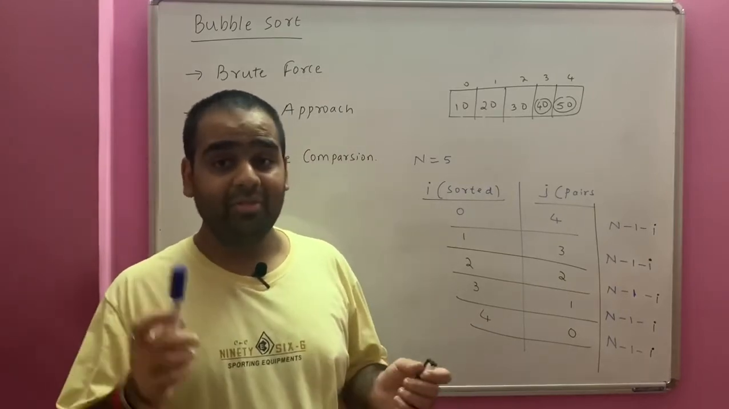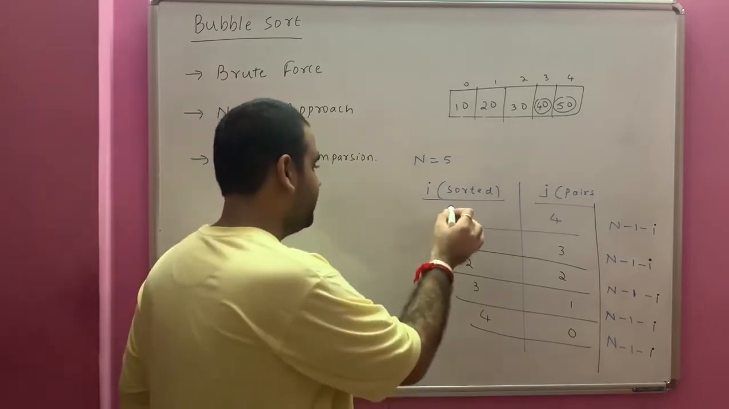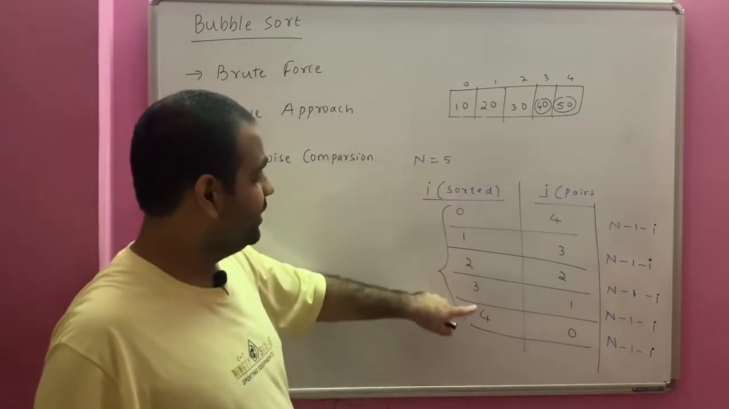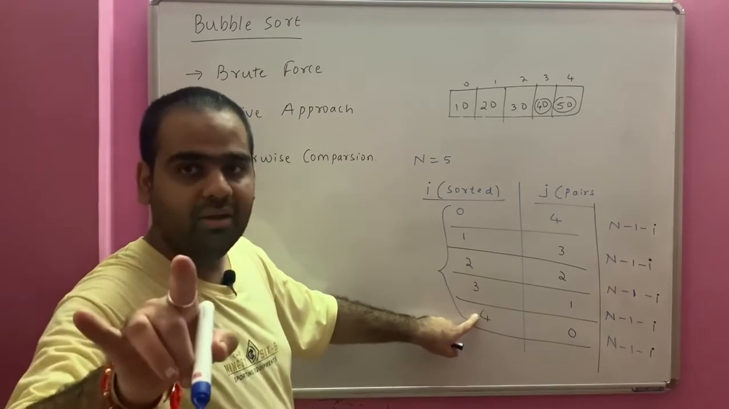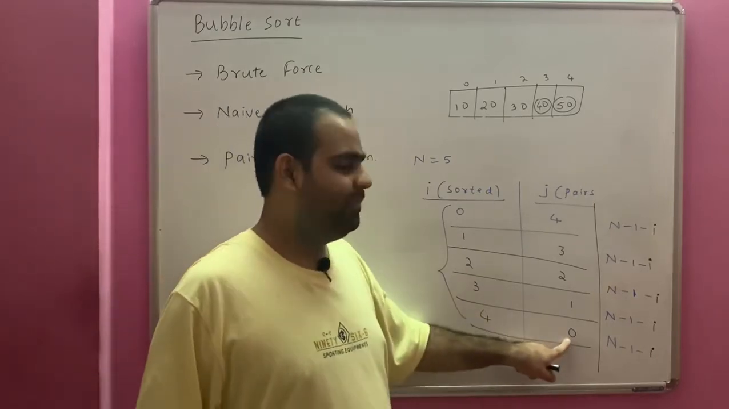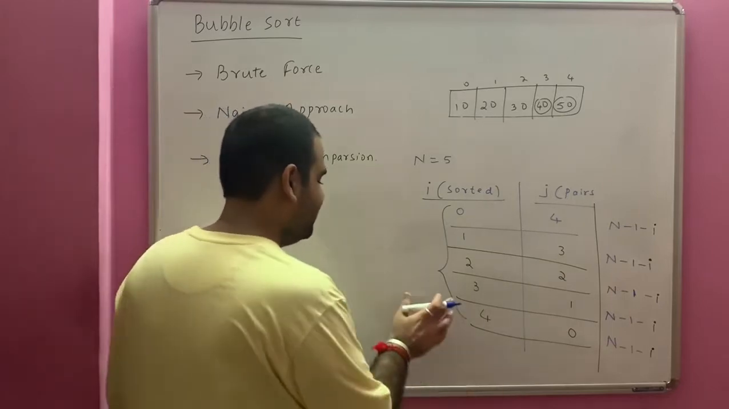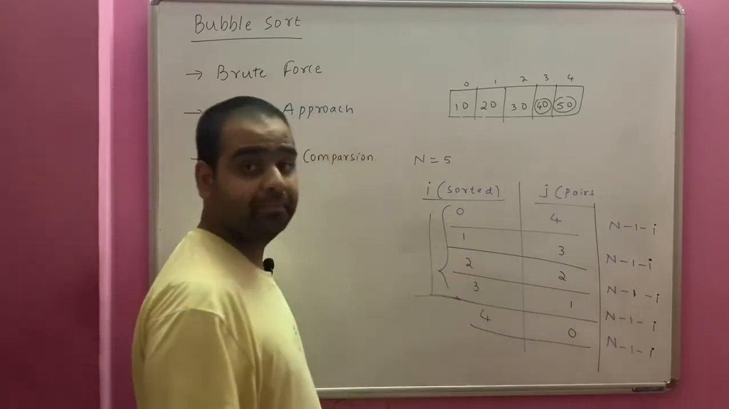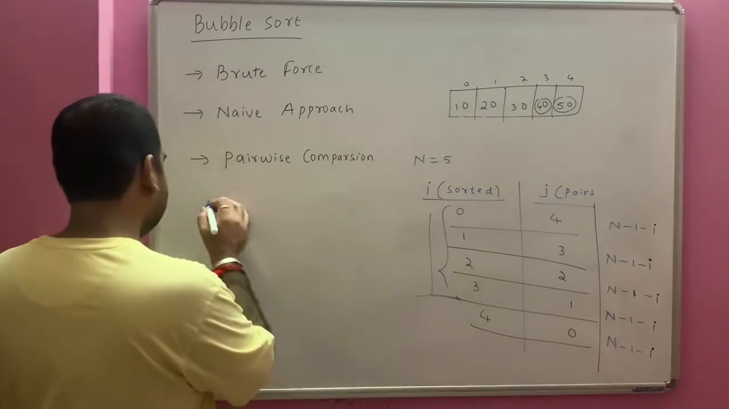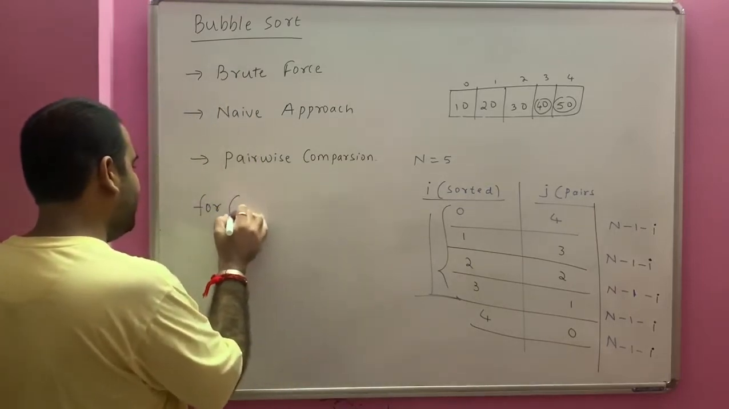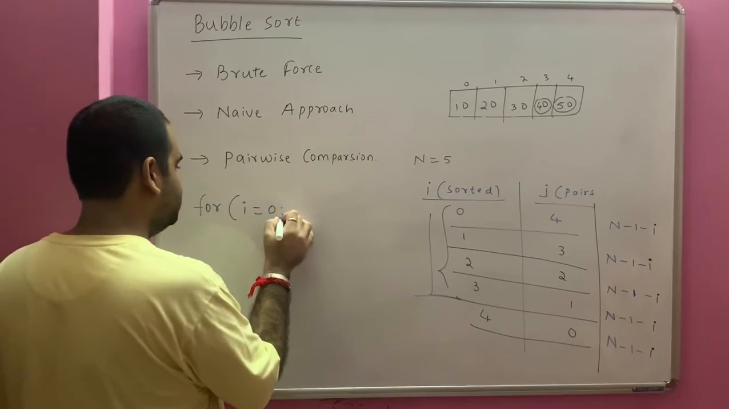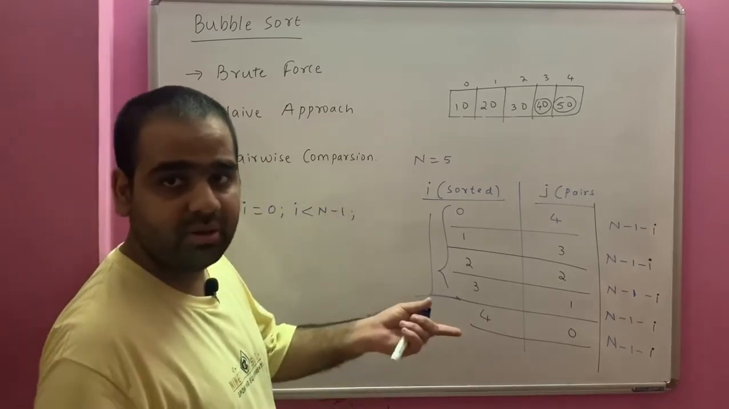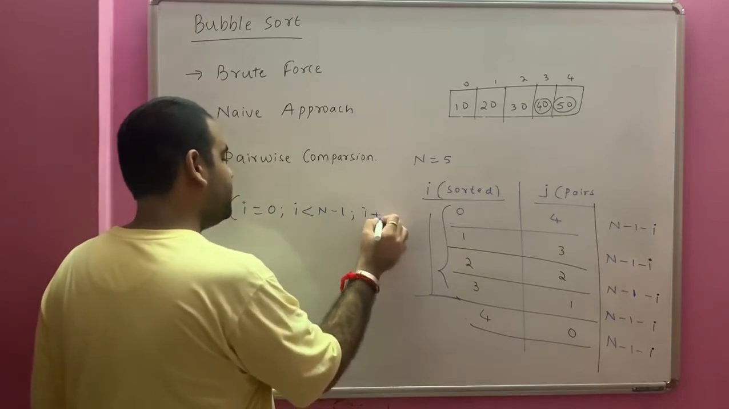And how many times should this algorithm run? It should run from 0 to 4, right? N is 5, that means till n minus 1. But when i is 4, how many pairs are there? 0 pairs are there. Therefore, there is no point in running till 4. You can run till 3. Now, what is 3? N minus 2. Therefore, you can write the loop as for i starts from 0, i less than n minus 1, less than n minus 1 means n minus 2, i plus plus.